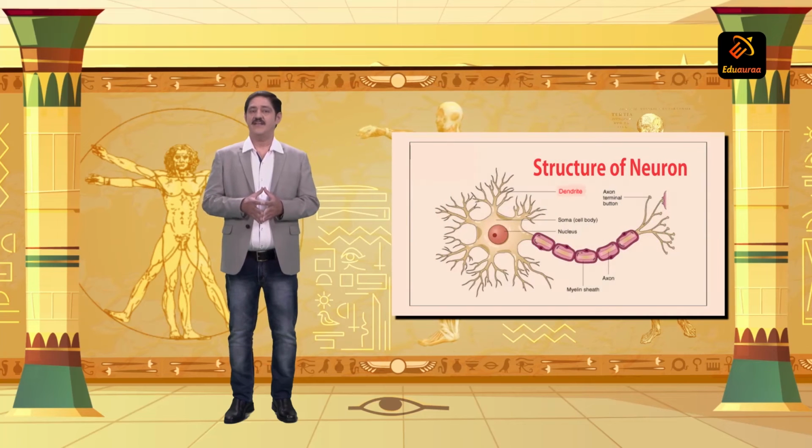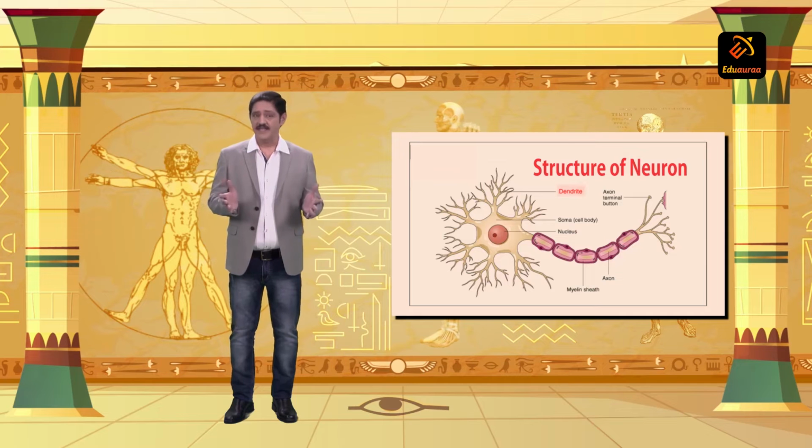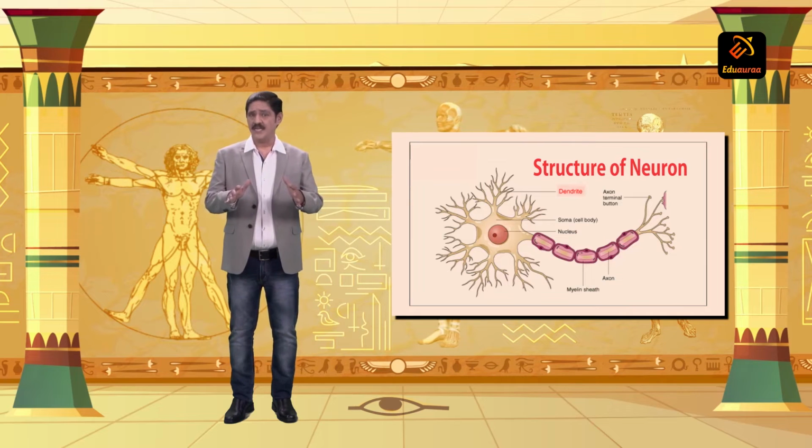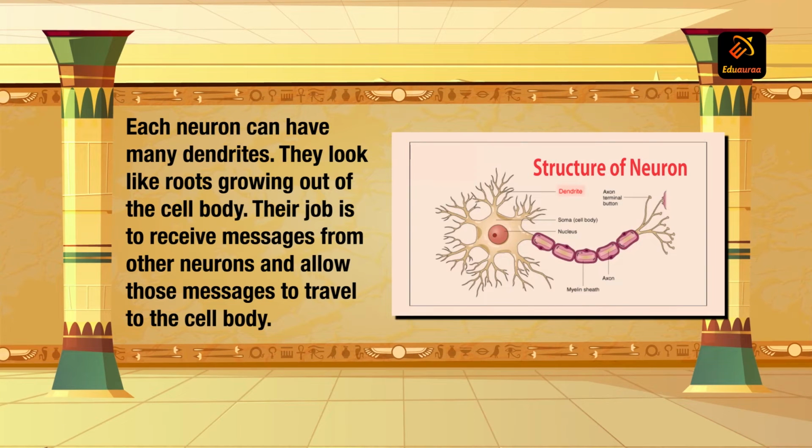Then you have the dendrite. Each neuron can have many dendrites. They look somewhat like roots growing out of the cell body. Their job is to receive messages from other neurons and allow those messages to travel to the cell body.